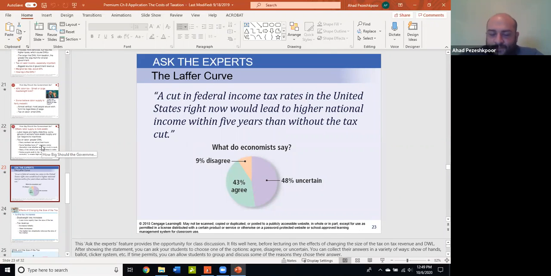Let's look at here. We talked about increasing taxes. Now let's talk about decreasing taxes. A cut in federal income tax rates in the United States right now would lead to higher national income within 5 years than without tax cuts.